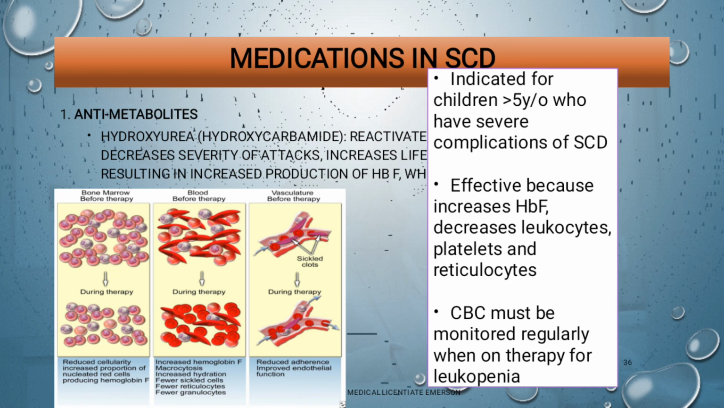So in terms of indication, it is indicated for children more than 5 years of age who have severe complication of sickle cell disease. And by severe complication of sickle cell disease, you can say, okay, someone has more than 3 crises in a period of 6 months. That's a severe complication of sickle cell disease. And it's effective because it increases the fetal hemoglobin, decreases leukocytes, platelets, and reticulocytes. Then the full blood count must be monitored regularly when on therapy for leukopenia.